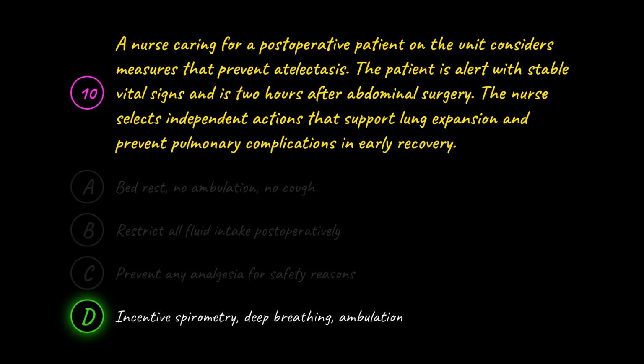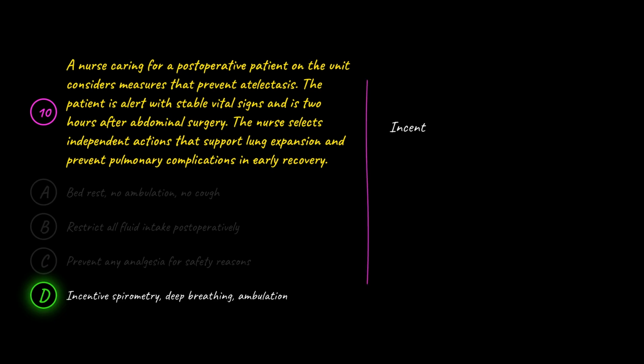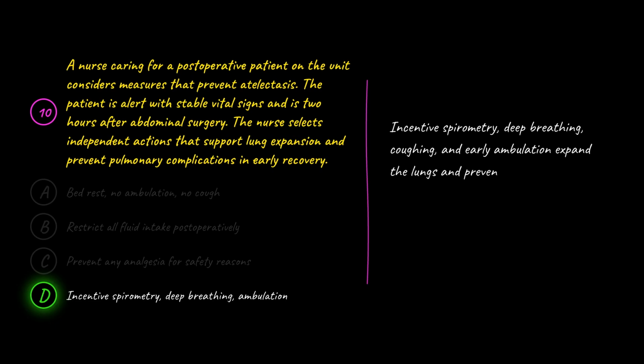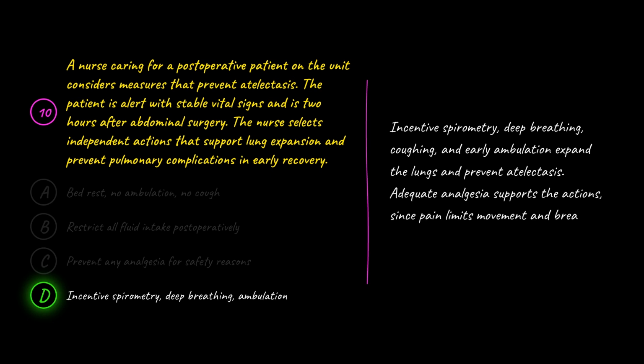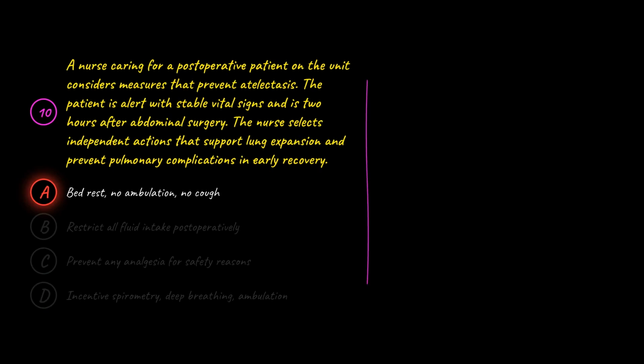The correct answer is D. Incentive spirometry, deep breathing, ambulation. D is correct because incentive spirometry, deep breathing, coughing, and early ambulation expand the lungs and prevent atelectasis. Adequate analgesia supports the actions, since pain limits movement and breathing depth, and the team coordinates these measures every shift consistently. A is wrong because bed rest with no ambulation or cough invites atelectasis and pneumonia.